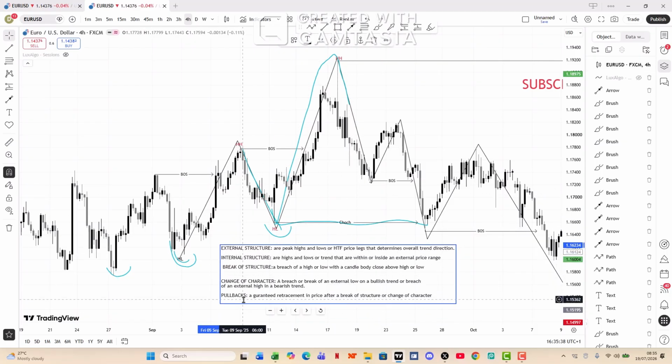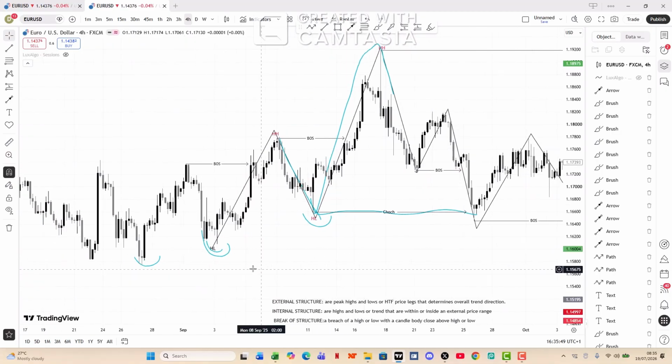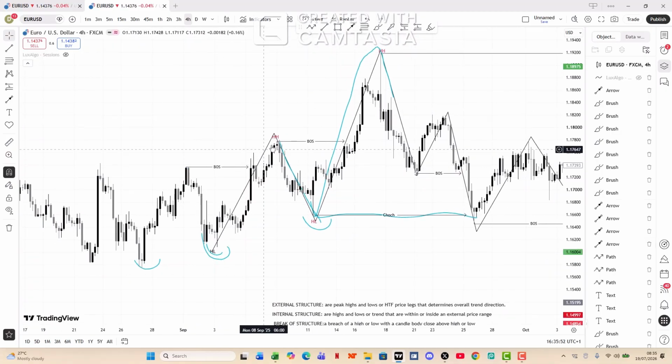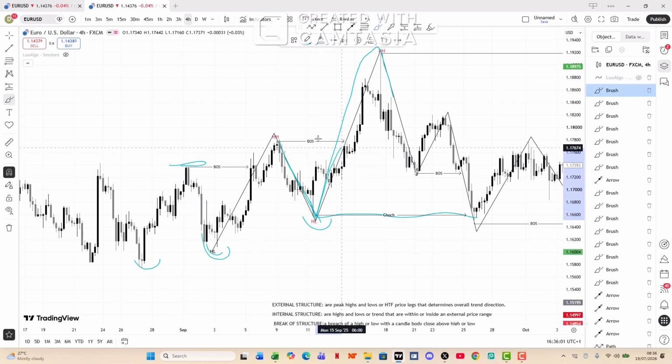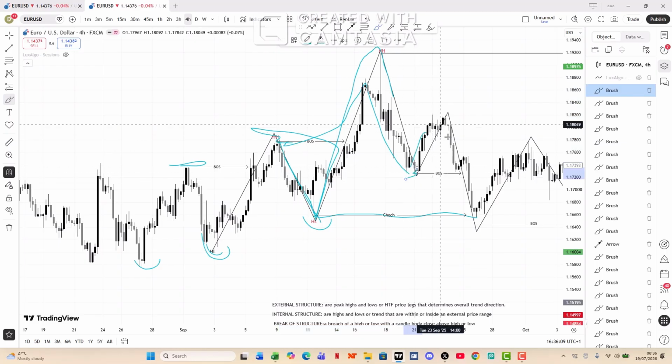The next one is, in fact, pullbacks. A pullback is a guaranteed retracement in price after a break of structure or change of character. So as you can see clearly, after a break of structure, we are guaranteed to have what? A pullback. Right? After this break of structure, we must get a pullback. So after another break of this high, there is a guaranteed pullback. Right? After a break of this low, there is a pullback. So a pullback is a guaranteed retracement after a break of price structure.